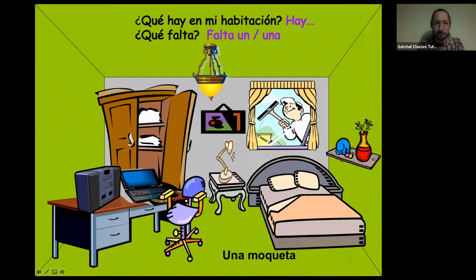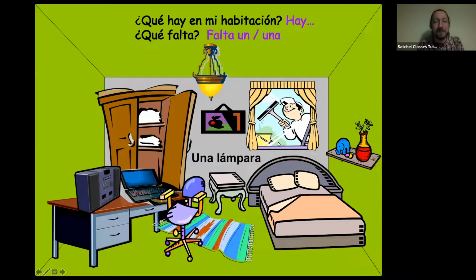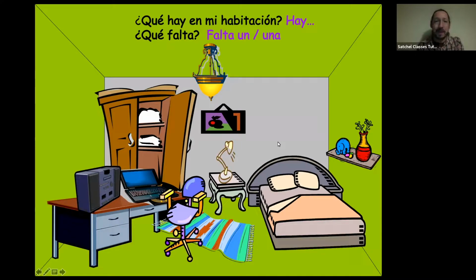Ready for the next one? ¿Qué falta en mi habitación? Well, una lámpara. Falta una lámpara. Ready for the next one? Here we go. ¿Qué falta en mi habitación? What's missing in the room? This is an easy one because it was a big one. Una ventana. Falta una ventana.